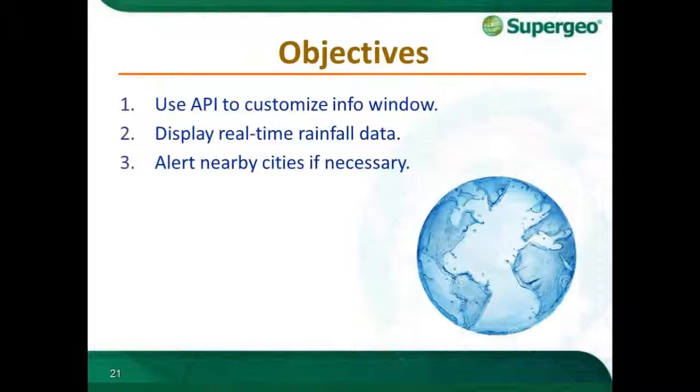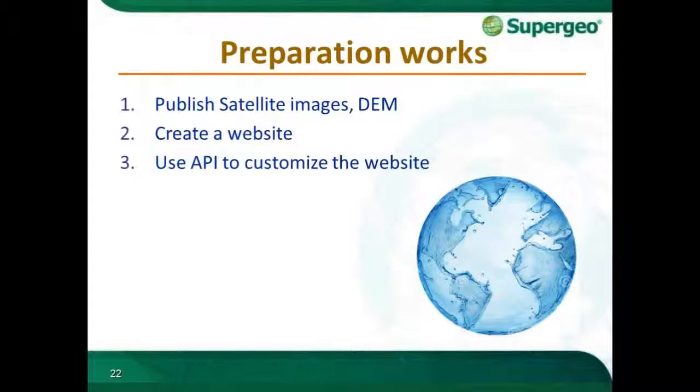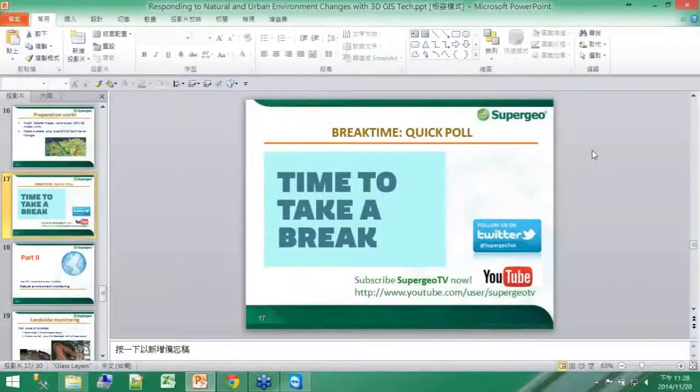So here are the goals in this demo. I will show you how to use the API to customize an info window and show nearby rainfall station data information. We can also overlay some real-time rainfall information for monitoring, and whenever there is an intense rainfall, we can alert nearby cities. Again, before the demo, I had published some satellite images and 3D models, and I also created a website. I used some APIs to customize the website to create a function that shows an info window when we click on a KML object. So you can see how to do that and what the effect is.